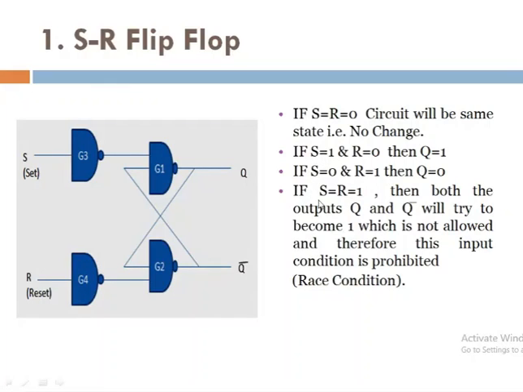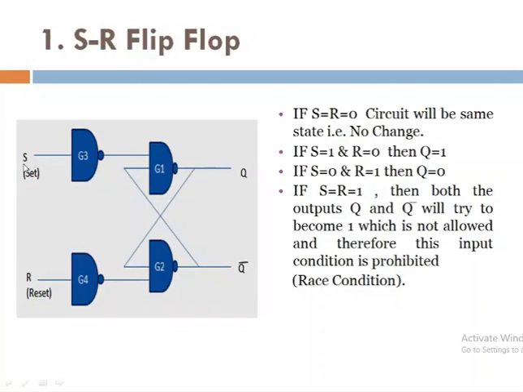Now observe the fourth combination. If you apply both values as 1 1, here you are getting a 0 value, and here you are getting the 1 value. Again here you are getting a 0 value, and here you are getting the 1 value. So what happened is that both outputs Q and Q bar will try to become a 1, which is not allowed. Why? Because it is expected that Q and Q bar are always complements of each other.